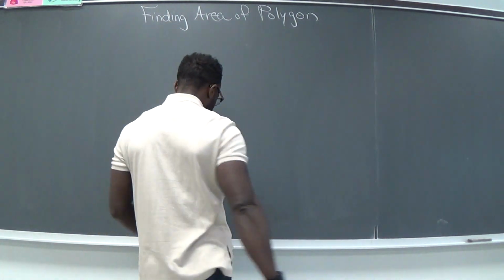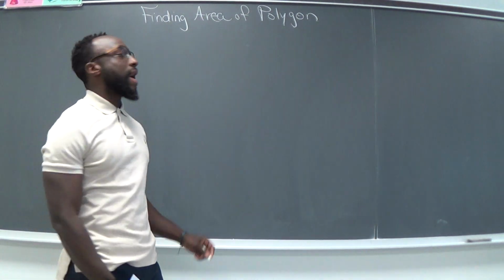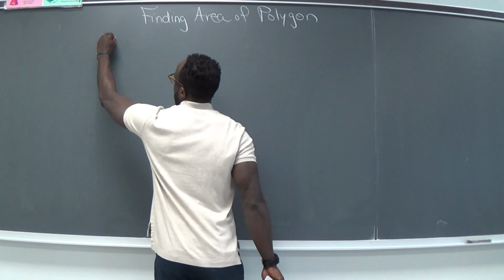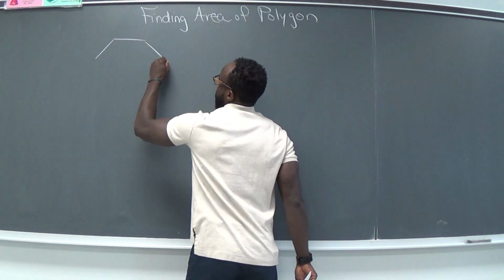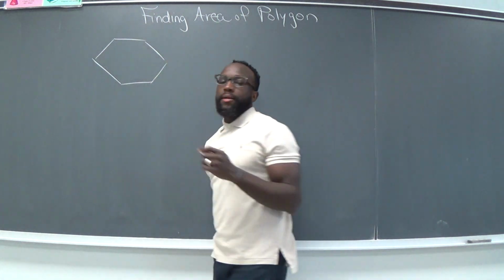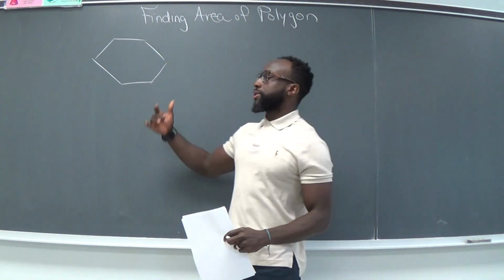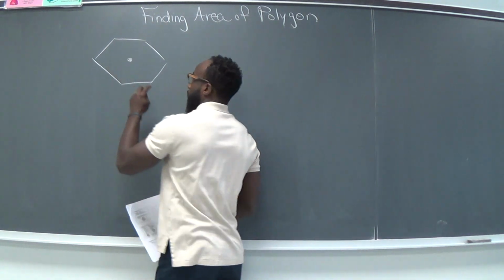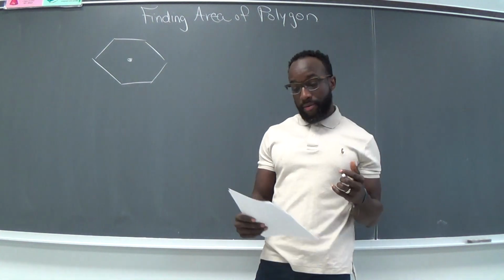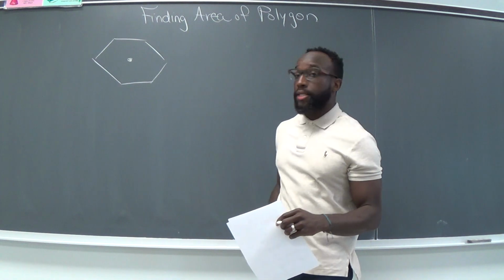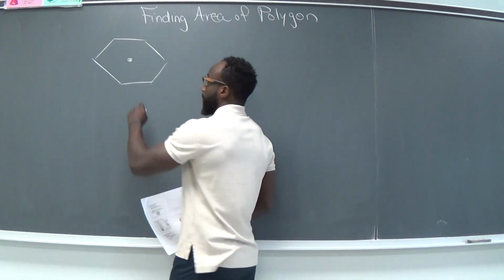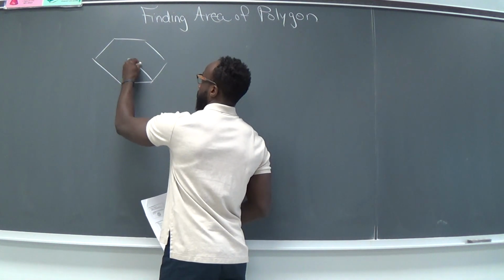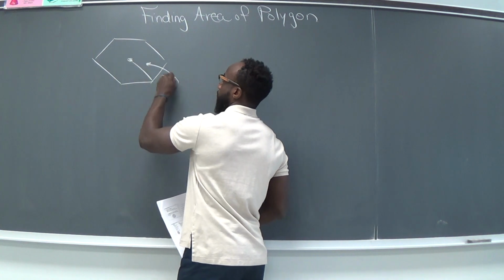Okay? In finding the area of polygons, there's some things that we have to know about. We're not just talking about any kind of polygon, we're talking about polygons with more than 4 sides, right? With the polygon, you have some new vocabulary terms and things that you need to think about. The first word being this, which is the radius. This is called the radius.